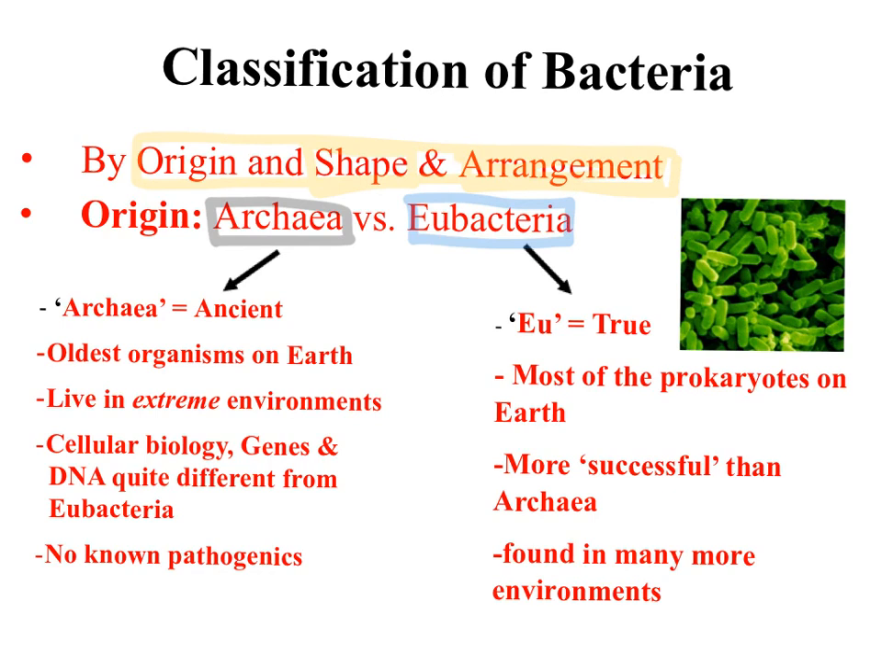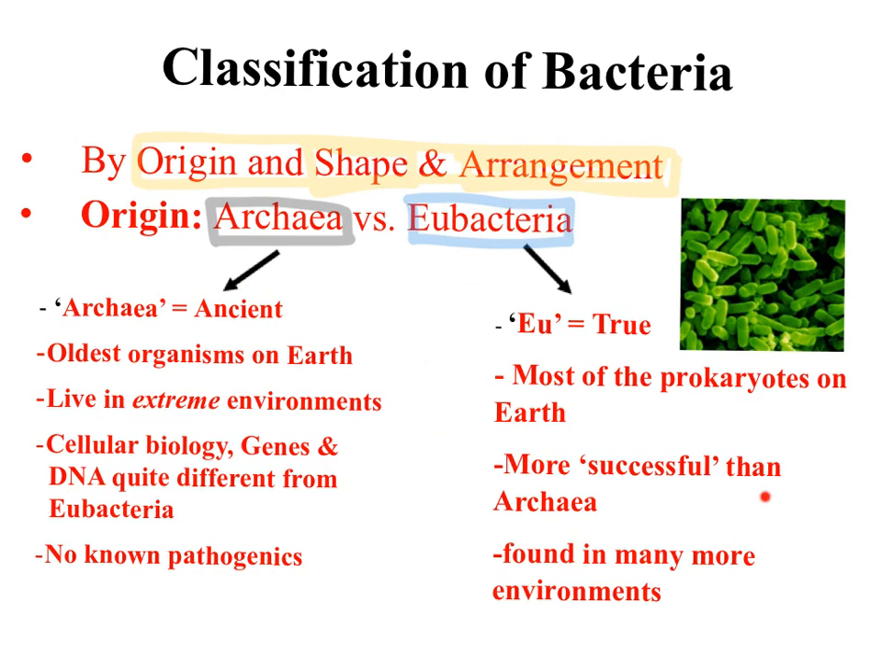Now their origins are either domain Archaea or domain Bacteria. So here are some major differences. Over on the archaea side, we have our ancients. Archaea means ancient. They're the oldest organisms on Earth. And they live in very extreme environments, so we call them extremophiles, extreme lovers. Their cellular biology, genes, and DNA are quite different from eubacteria.